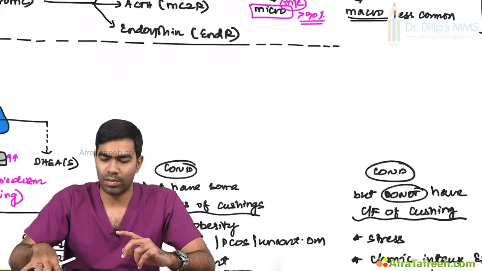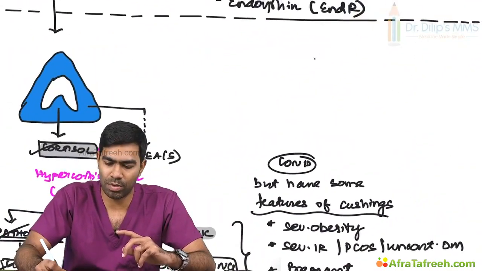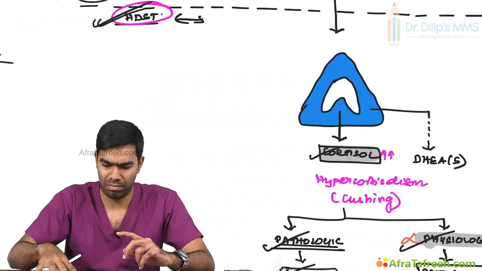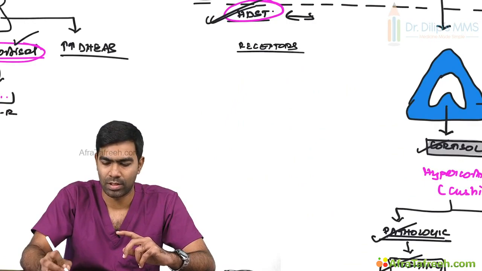Clear? So now let us move on to the ACTH independent causes. ACTH independent causes can have problems in the adrenal glands, as I told you before, or they can have problems in the receptors, which I'll be discussing in detail. Receptors as well.